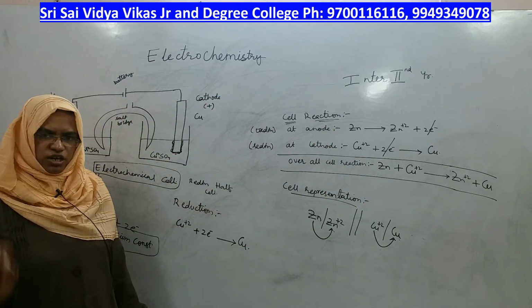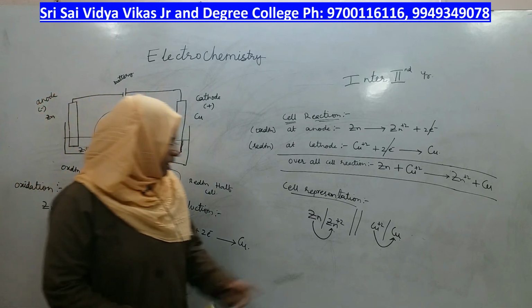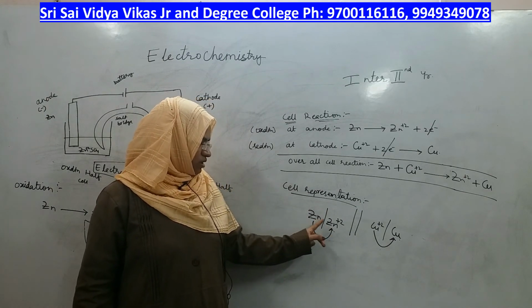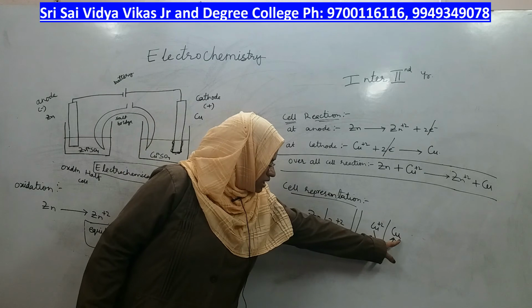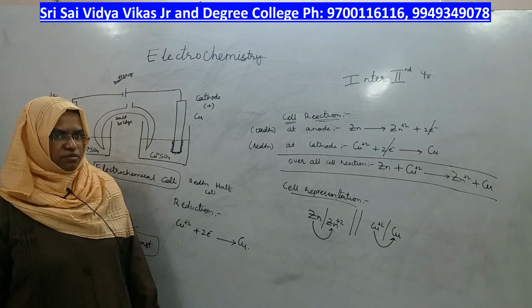Therefore, this is the short form of any electrochemical cell, called the cell representation. By looking at the cell representation, you can easily say this is anode, this is the electrolyte, this is cathode and this is the electrolyte. What is this double line? It is nothing but the salt bridge.